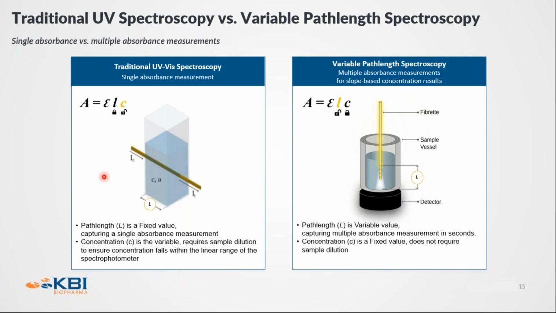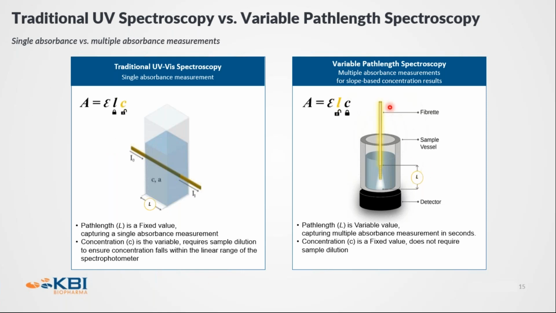You can see on the left that this is a traditional UV detector which has a fixed path length. As the concentration of your effluent increases, you see that the absorbance also increases. And since the path length is constant, the absorbance quickly falls out of the linear range of Beer-Lambert's law. Since it is no longer in the linear range, we are not able to get the correct concentration for that particular sample unless we dilute it.